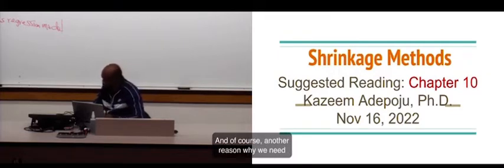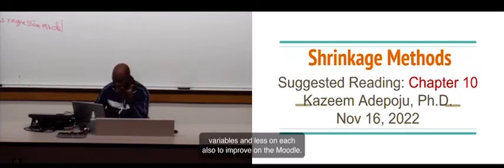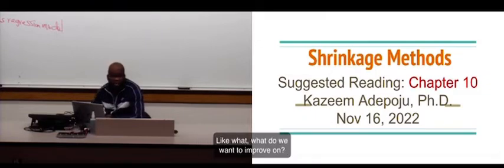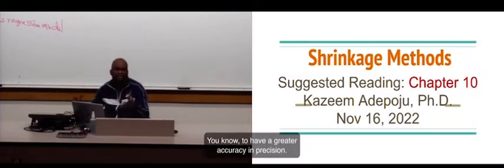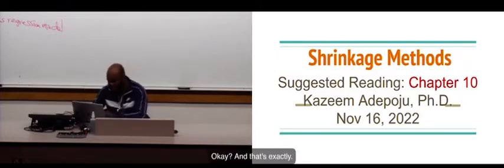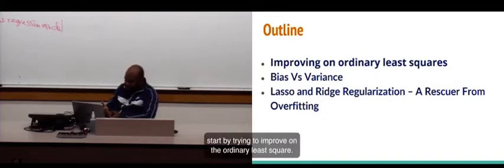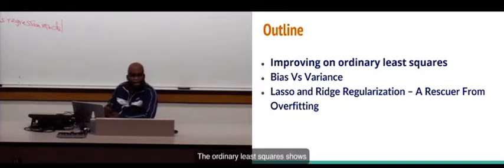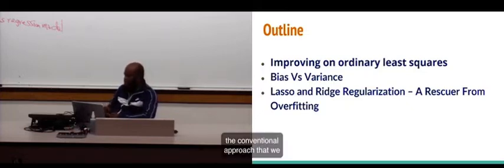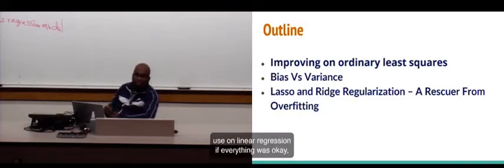And of course, another reason why we need variable selection is just to improve on the model. What do we want to improve on? To have greater accuracy and precision. So in today's lecture, we're going to start by trying to improve on the ordinary least squares. The ordinary least squares is just the conventional approach that we use in linear regression.